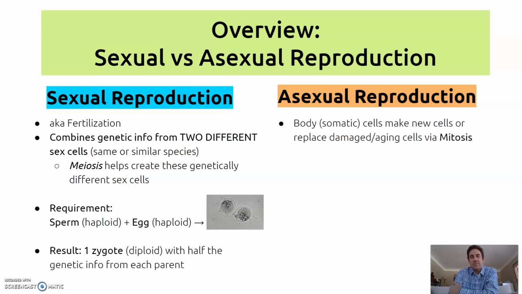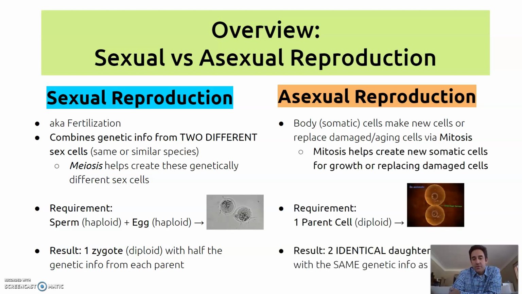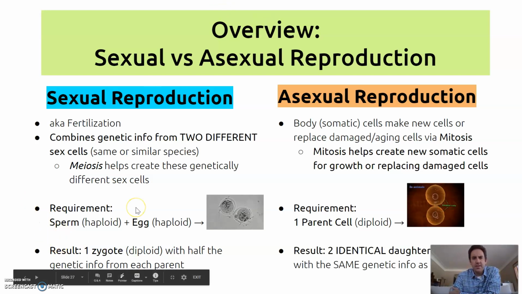In asexual reproduction, your body cells can make new cells or replace damaged ones through mitosis. It just requires 1 parent cell, which is diploid, to split into a new diploid cell. So that's it. In later screencasts, we're going to dive a little bit deeper into how exactly meiosis works.